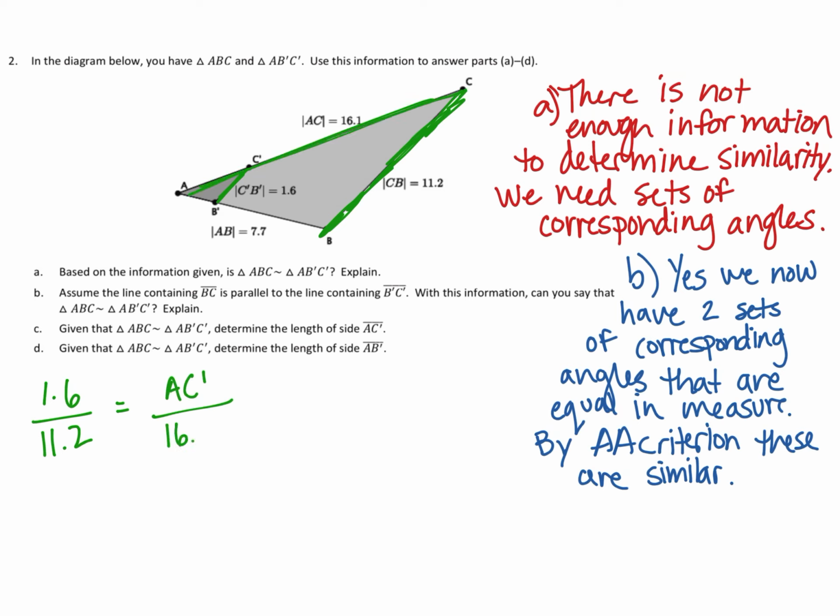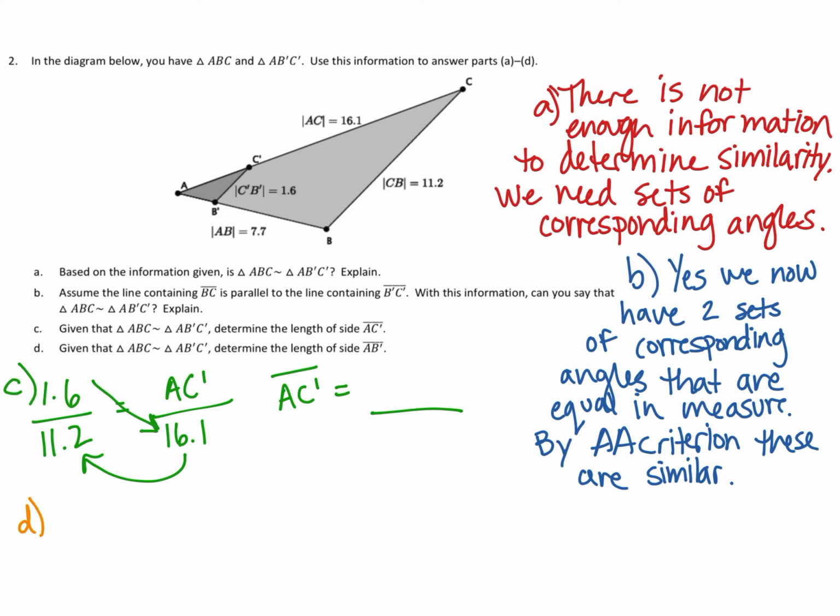And that is 16.1. We can cross multiply and divide to solve for AC'. Multiply diagonally, and then divide by the piece that you have left. So your job is to multiply 1.6 by 16.1 and divide that answer by 11.2 to solve for this piece here. This is part of C.